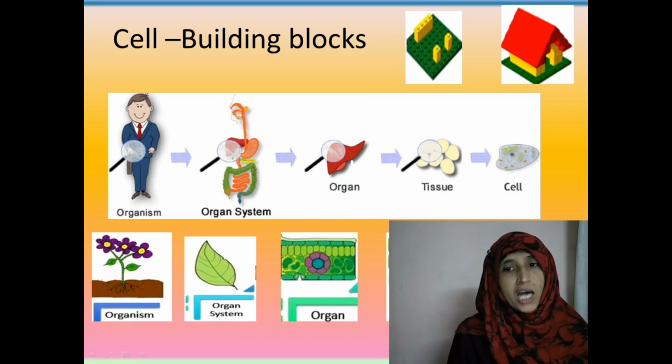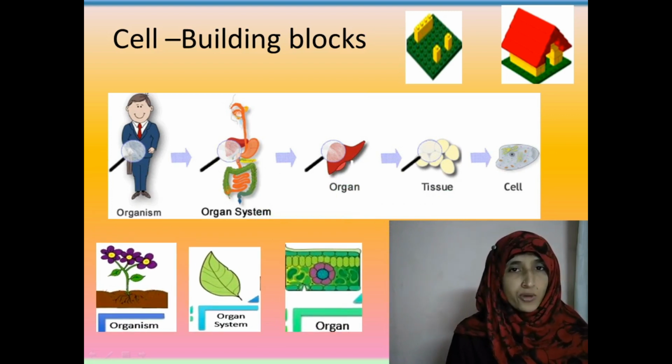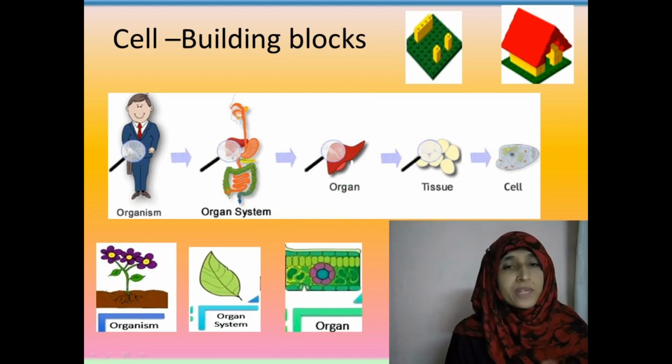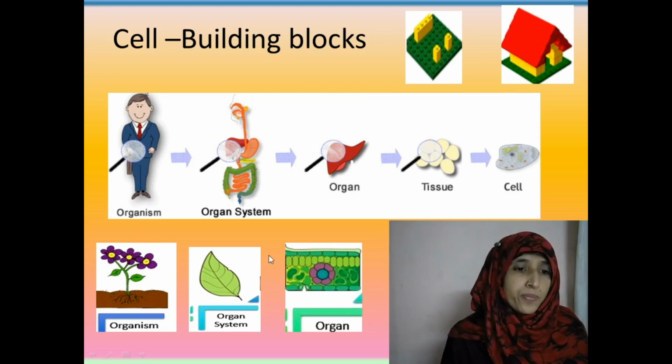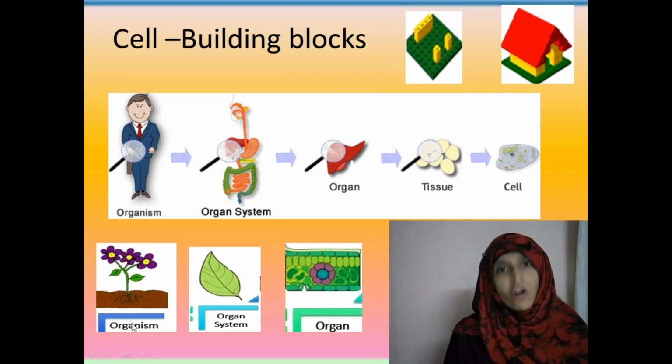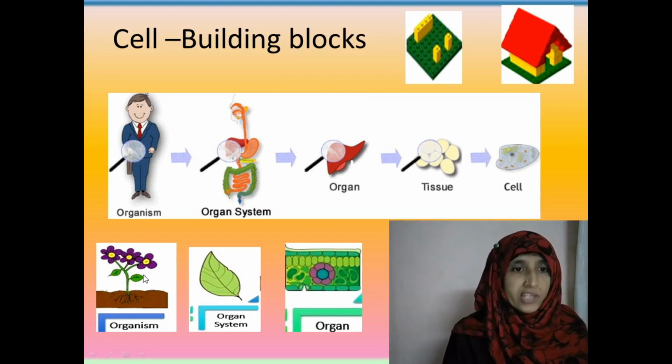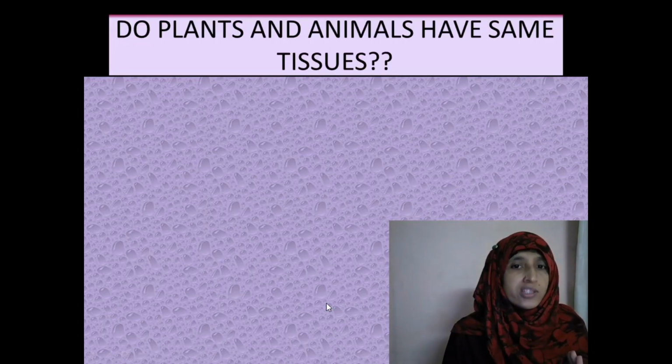Similarly, in plants, similar types of cells form a tissue. Tissues form a group, which forms an organ. A group of organs will form an organ system. That organ system is what makes the entire body of a plant. So we have learned what a tissue is now.